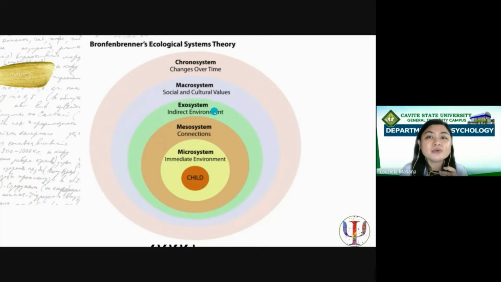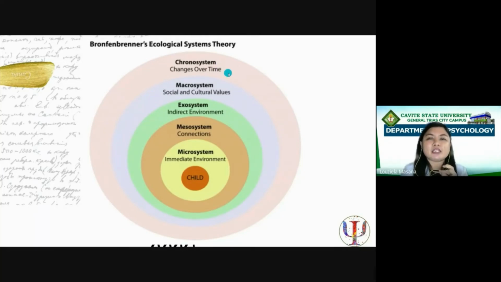Kapitbahay mo, kaibigan ng kapitbahay mo, no? Part siya ng system mo, part siya ng scope mo, pero hindi gaanong ka-contact sa'yo. Pero merong maaaring epekto sa paghubog mo sa iyong pagkatao. We also have the social and cultural values. We cannot erase this kasi part na siya ng community natin.